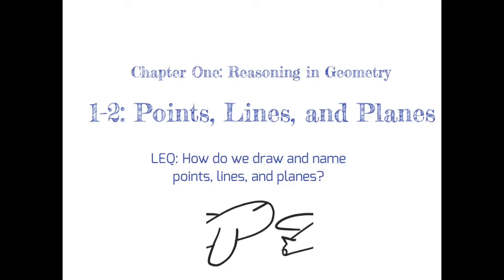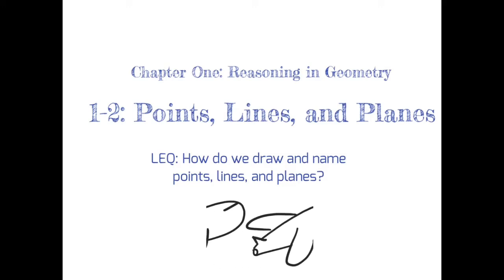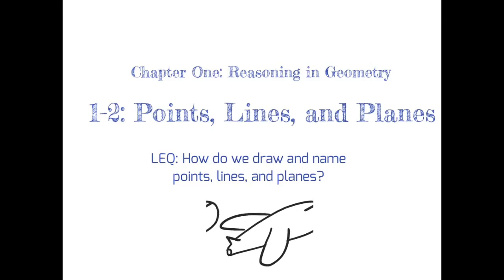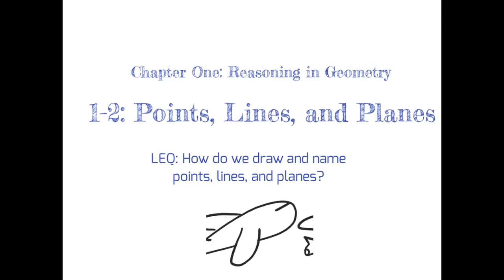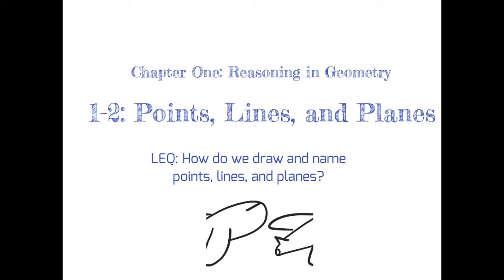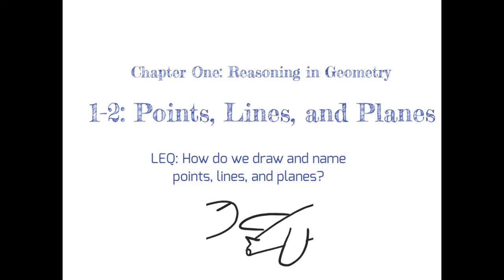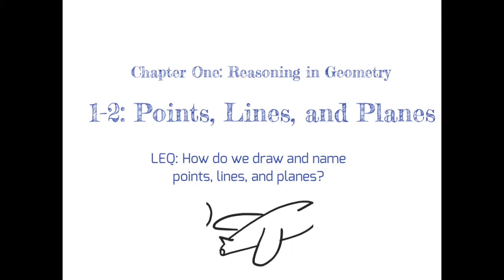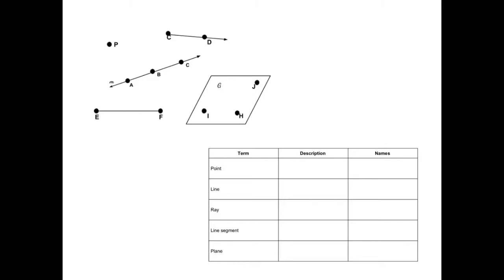Welcome to the video from Chapter 1, Reasoning and Geometry, that focuses on Lesson 2, Points, Lines, and Planes. By the end of this lesson, we should be able to answer, how do we draw and name points, lines, and planes? Alright, so what we're going to do now is work our way into completing and labeling this diagram and filling in this chart about points, lines, rays, line segments, and planes.